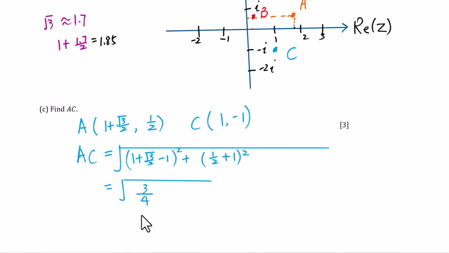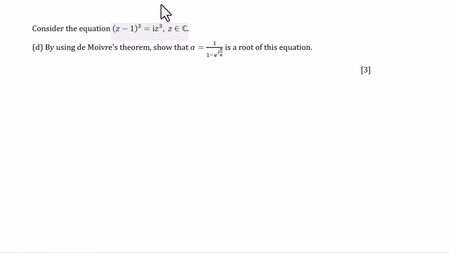3 over 4 plus 3 over 2 squared is 9 over 4, which is the square root of 3. Consider the equation (z minus 1) to the third power equals i z to the third power, where z is all complex numbers. By using De Moivre's theorem, show that alpha equals 1 over 1 minus e to the power of pi over 6i is a root.